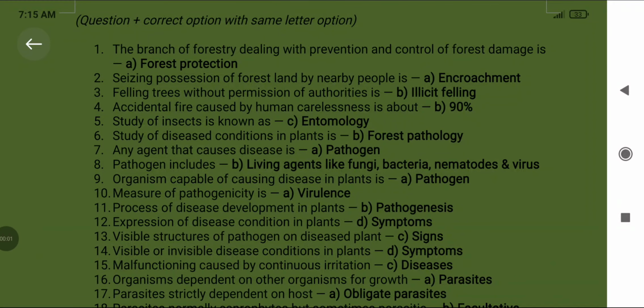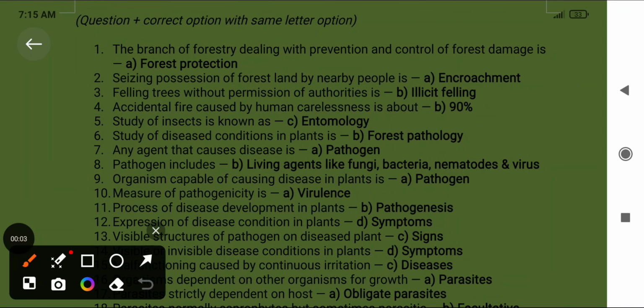Branch of forestry dealing with prevention and control of forest damage is forest protection. Seizing possession of forest land by nearby people is encroachment. Felling trees without permission of authorities is illegal felling. Accidental fire caused by human carelessness is about 90%.